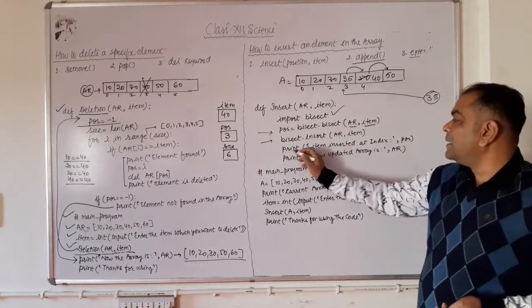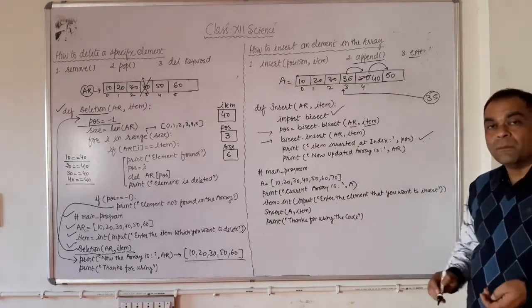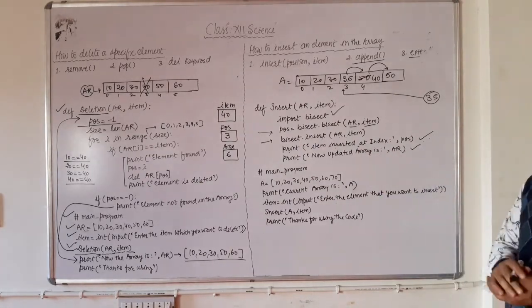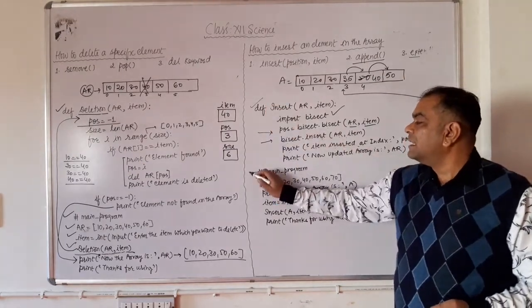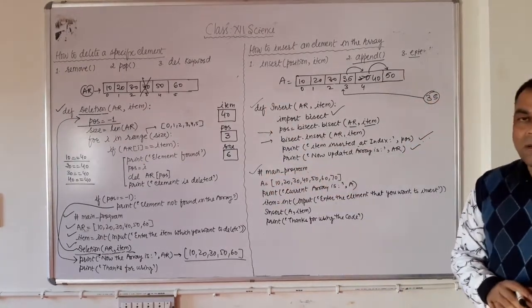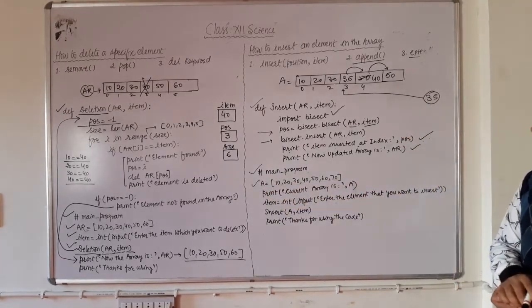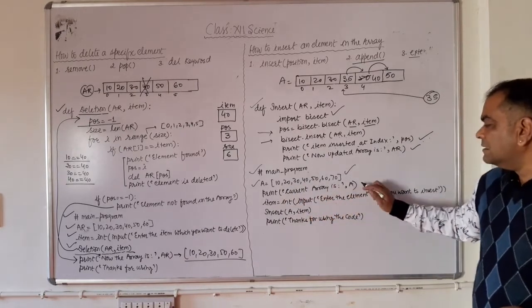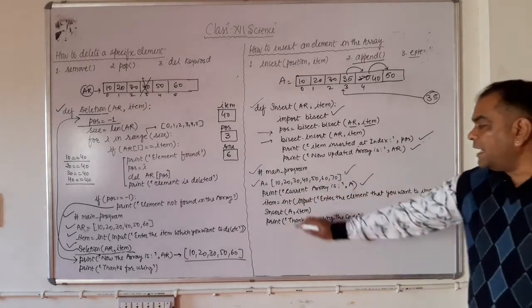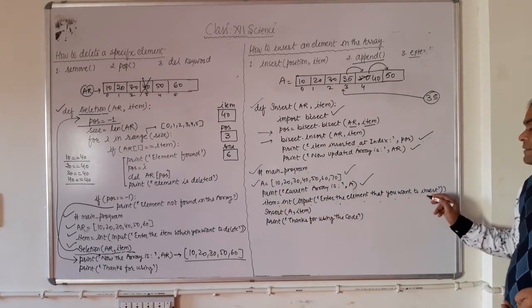Clear? Now just see, print item inserted at the index. Here we show the position and here we show the array. Now just see how we can execute the program. This is the function. Then the second executable line, main program comment. Then the third one, array 10, 20, 30, 40, 50, 60 and 70. The array is created here. Print current array is, you just show the array.